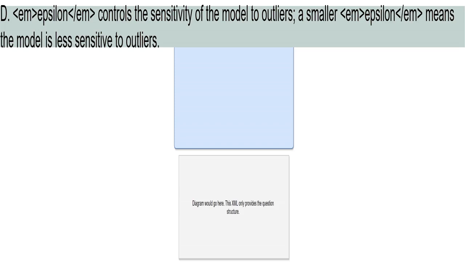This statement tests your understanding of how epsilon relates to outlier sensitivity. A smaller epsilon makes the model more robust, meaning less sensitive to outliers. Therefore, the statement is false.